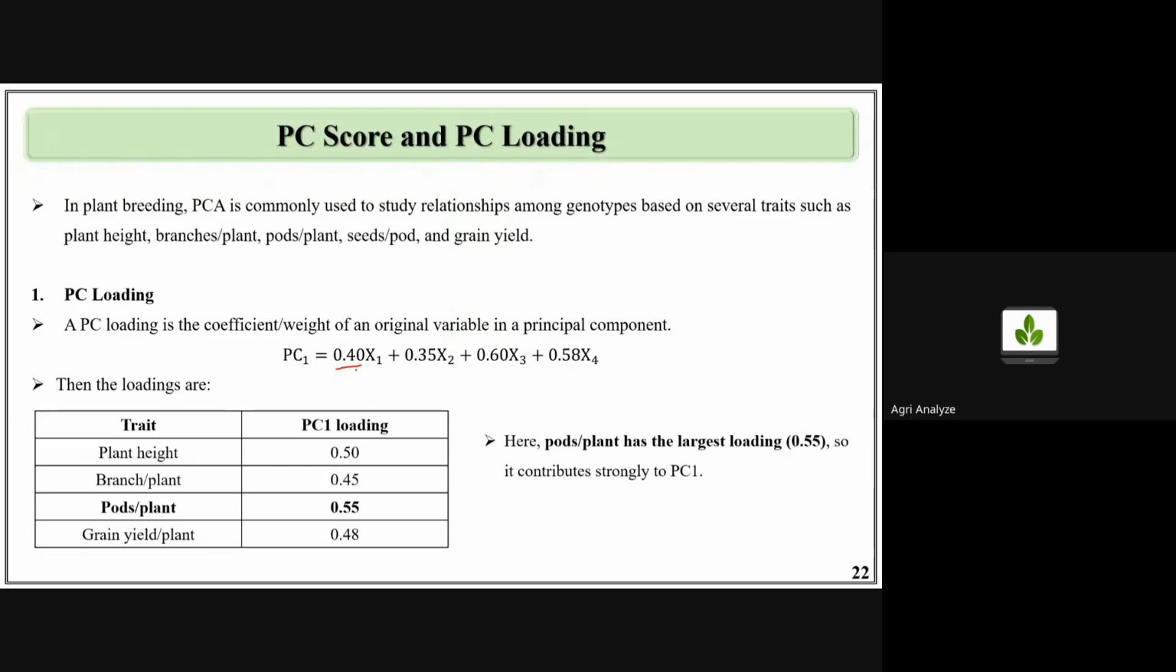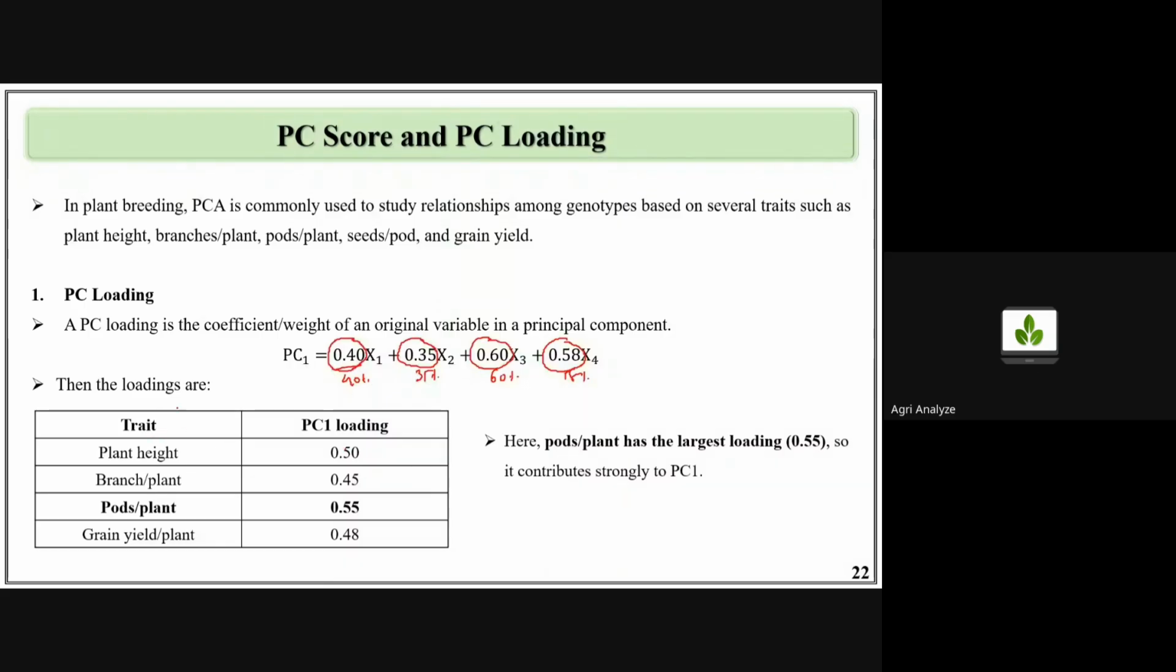So here it means 40% of variance was explained by X1 in PC1, here 35%, here 60%, and here 58%. Okay, this is the coefficient of the variable. Based on this, we can conclude which variable has the highest contributing character for the direction of PC1. So this is the factor loading.